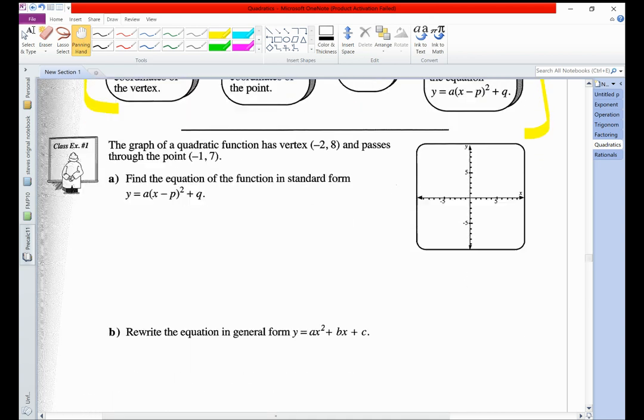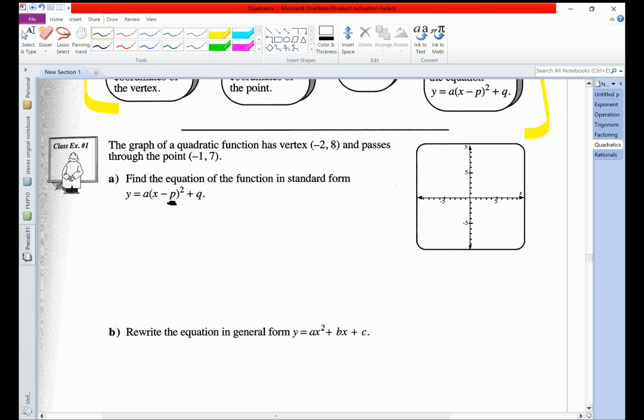So let's have a look at what they're talking about here. It says, the graph of a quadratic function has vertex (-2, 8), and passes through the point (-1, 7). Find the equation of the function in standard form.